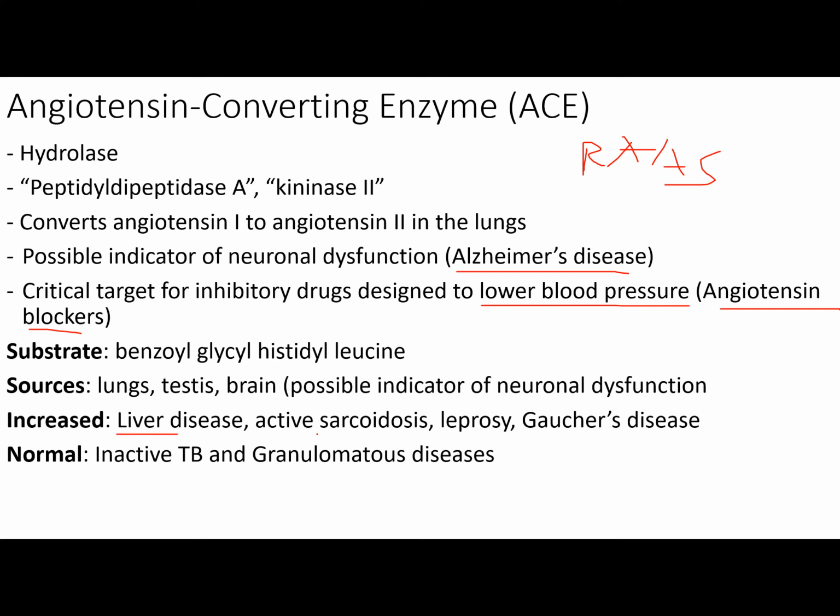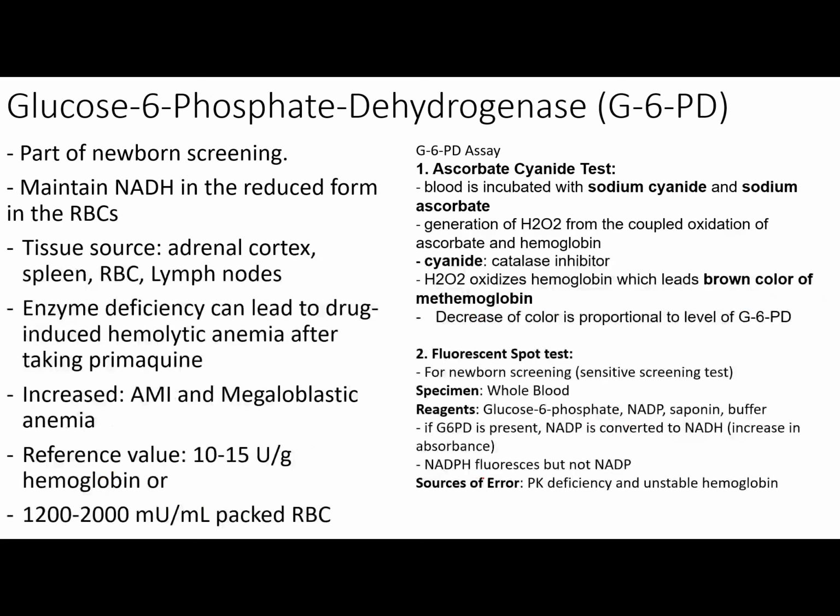Increased in liver disease, active sarcoidosis, leprosy, and even Gaucher's disease. Normal, usually seen in inactive tuberculosis, class. When you say inactive, this is the latent TB and other granulomatous diseases. Then we have your G6PD, class.